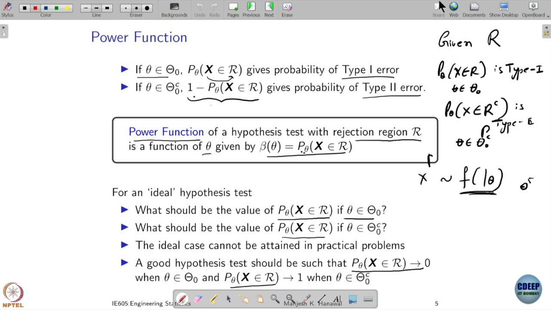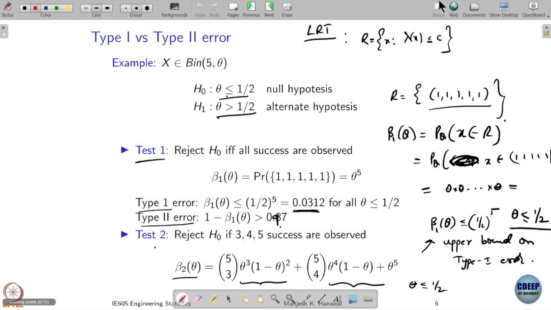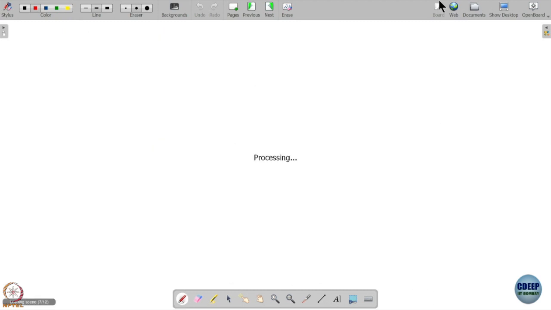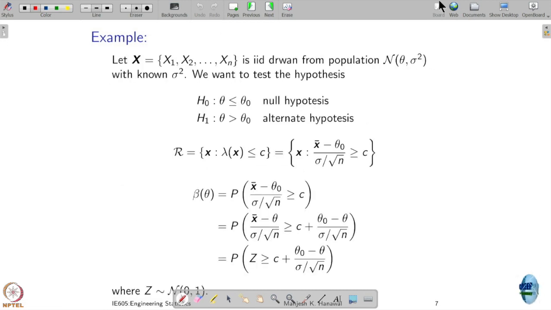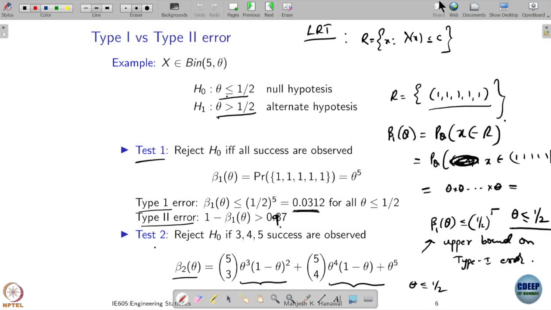Okay, and then we discussed what the ideal hypothesis test should look like in terms of its properties for the power function. Then we discussed some examples, especially the binomial case and the Gaussian case. So what we'll do today is discuss this example a little more.